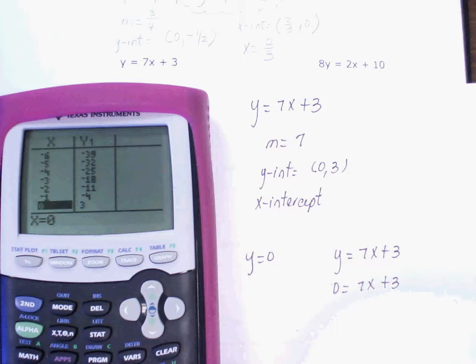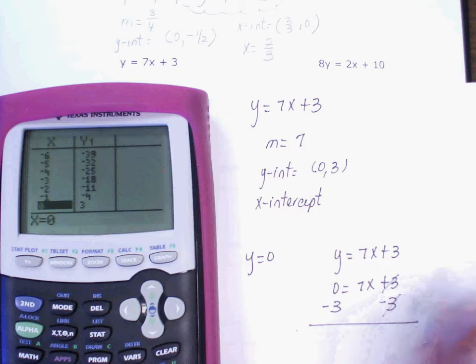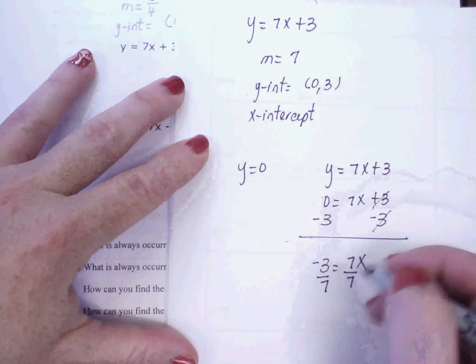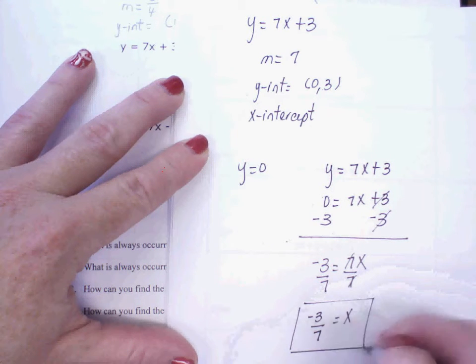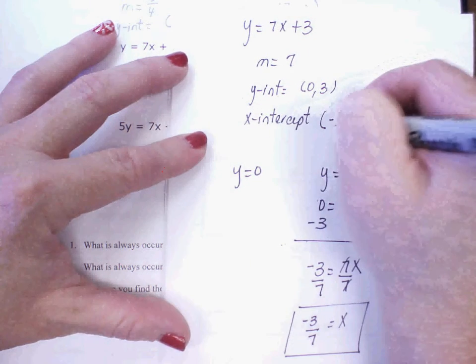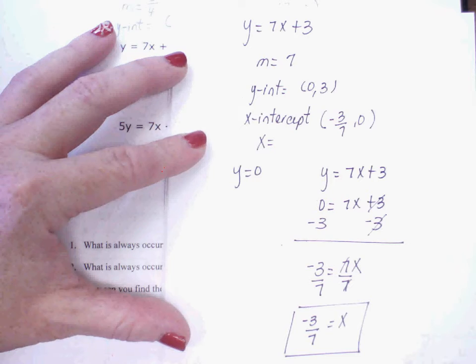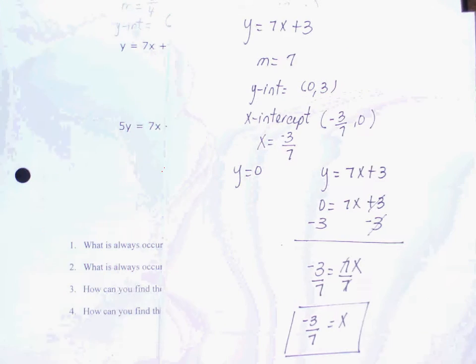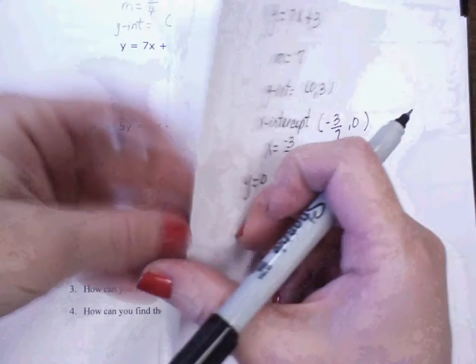So 0 equals 7x plus 3. You can either go to equation solver or you can go ahead and do the steps because this is pretty easy to solve. Negative 3 equals 7x. Divide by 7. That's canceled. So you get that x equals what? Negative 3 over 7. All right, so what's my x-intercept? Negative 3 sevenths and 0. What is my 0? Negative 3 sevenths. Very good. Yay? All right. Next one.